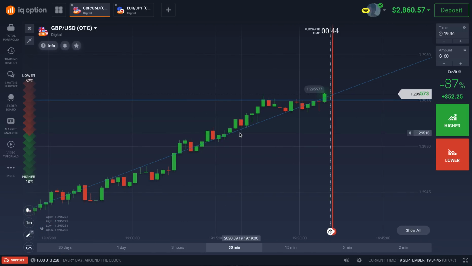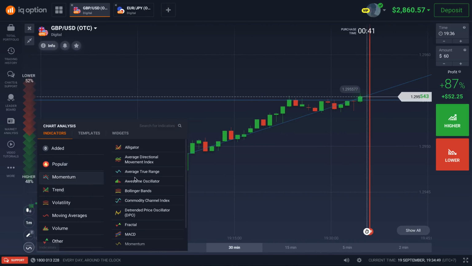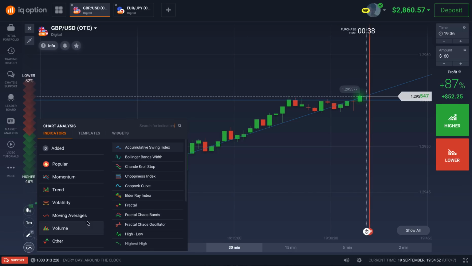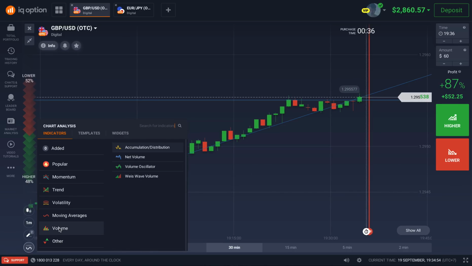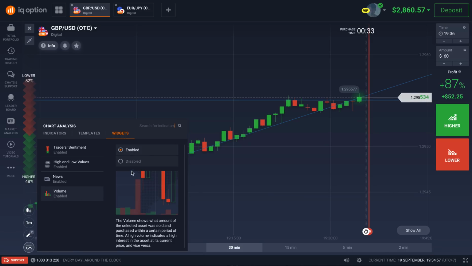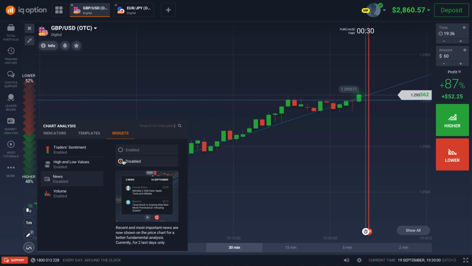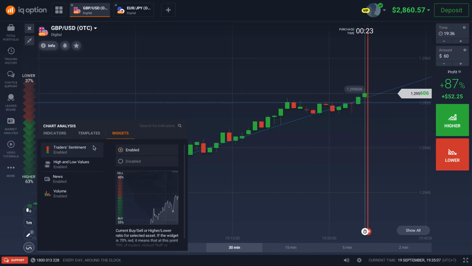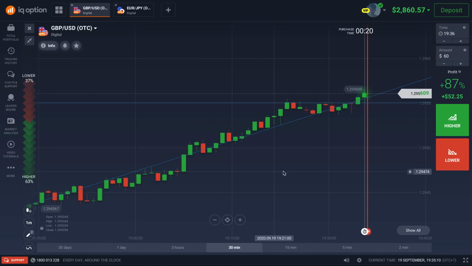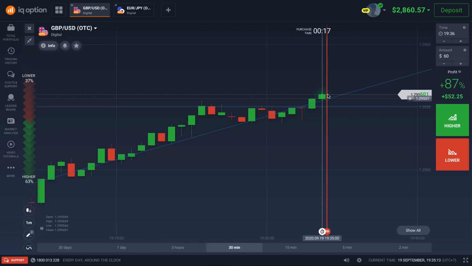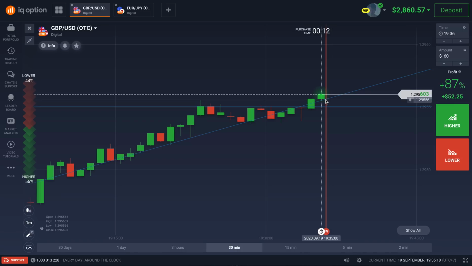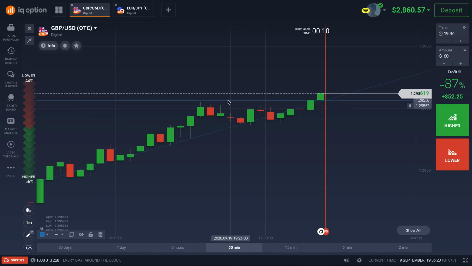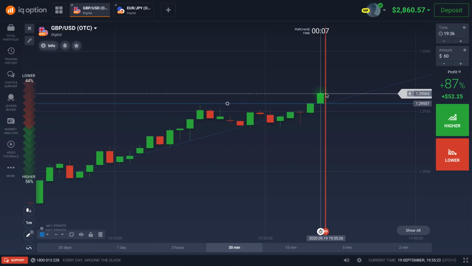Because this is OTC, there is no volume for you to check. Let me check the volumes widget here. There are no volumes, but there are highs and lows, and there are trade sentiments. Okay, this is indicating bullish. So I want to go bullish, but it should be around this level, not at that top high.